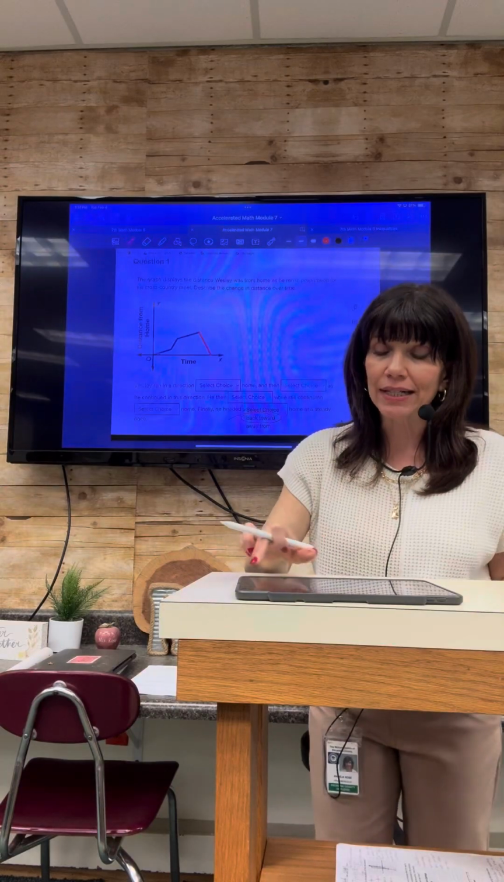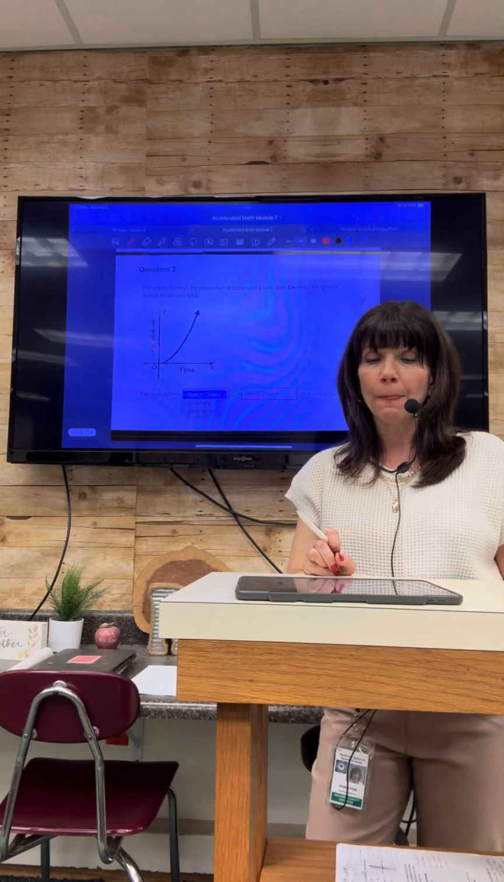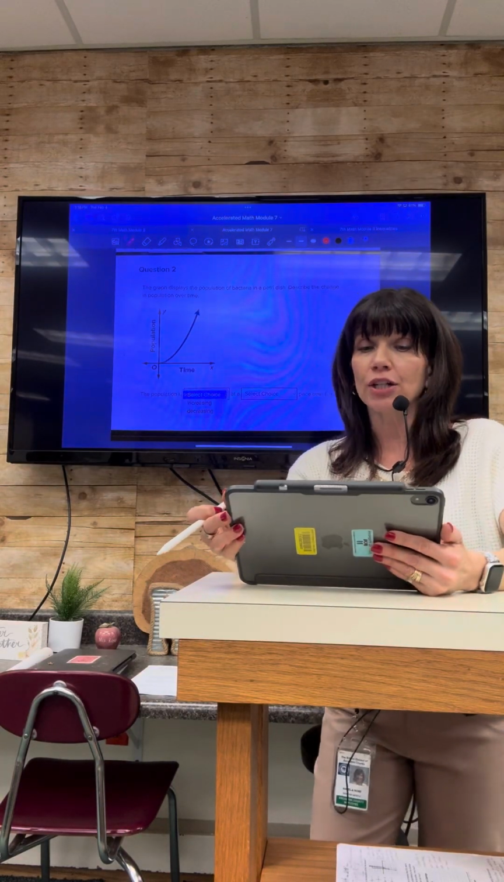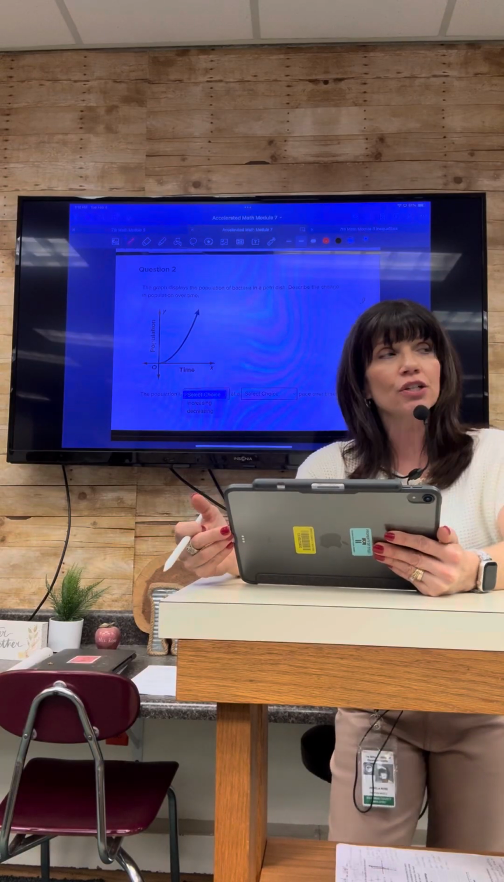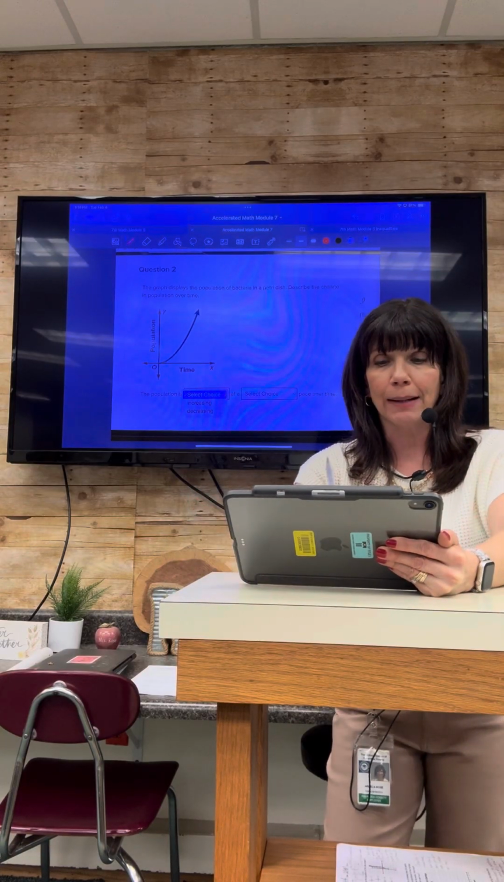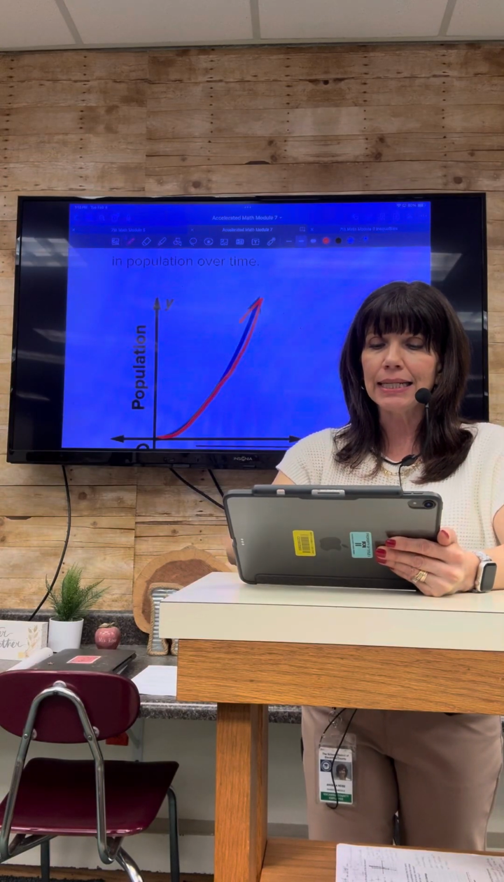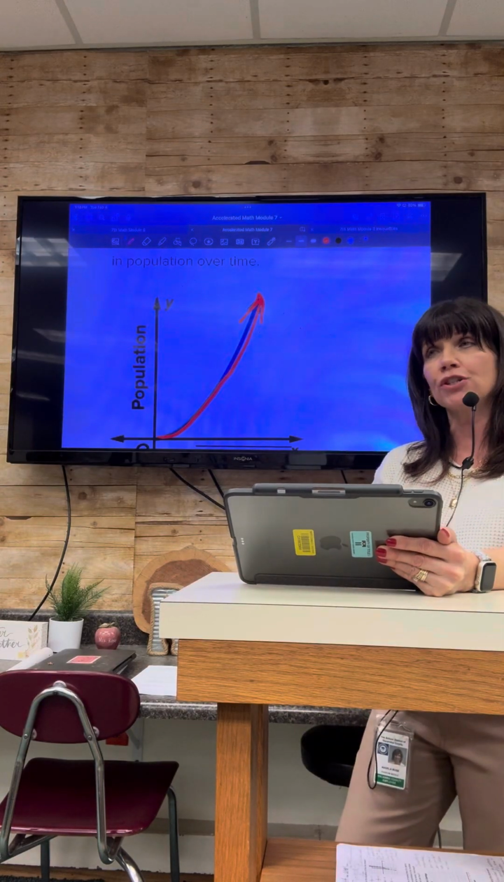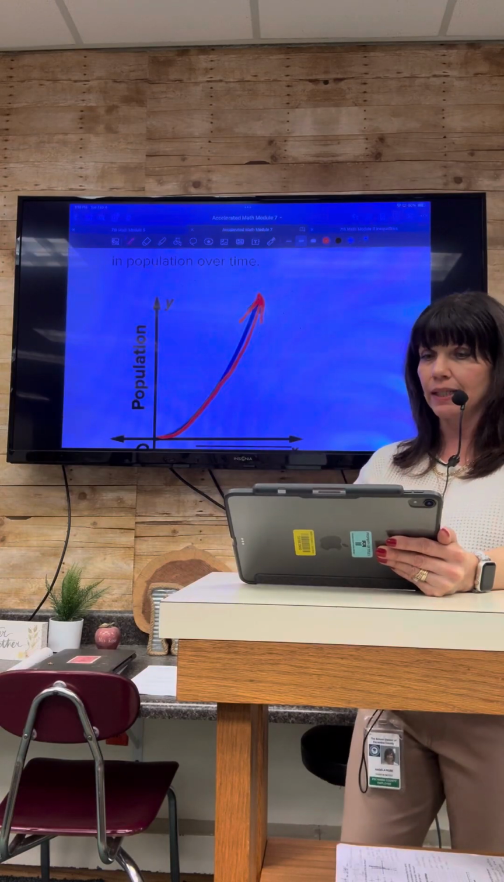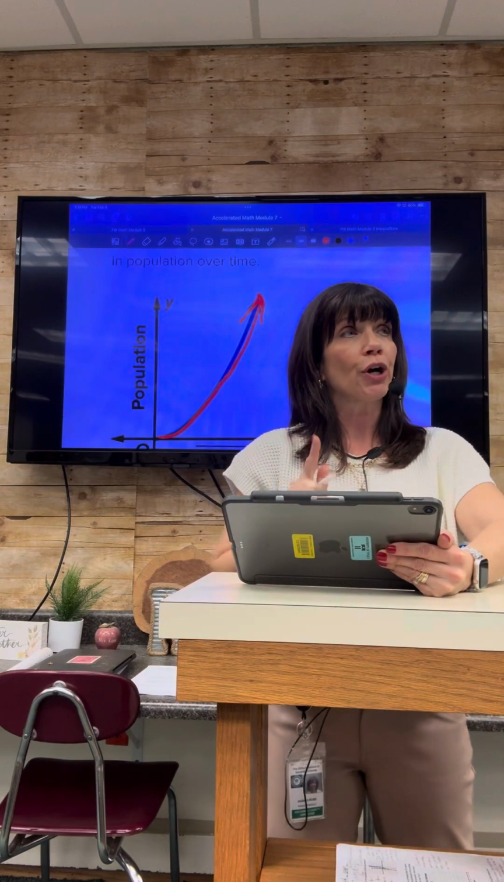All right, let's go on to question 2. The graph displays the population of a bacteria in a petri dish. Describe the change in population over time. Now, I will ask you this. Is this line indicating an increase in the population or a decrease? Increase. Excellent. Is it straight or curved?